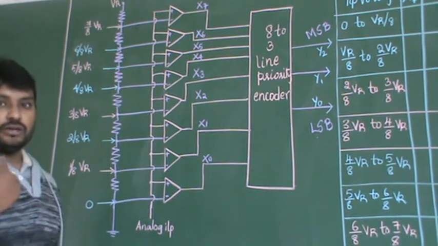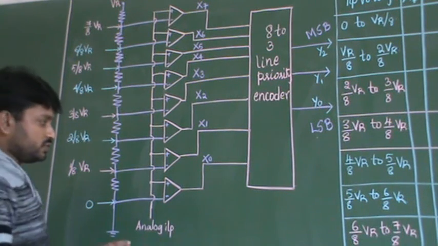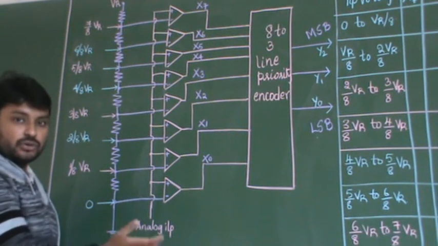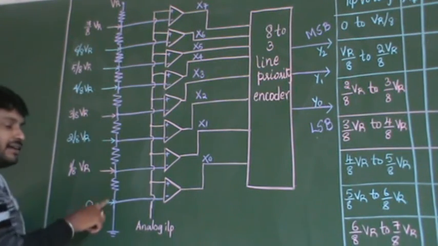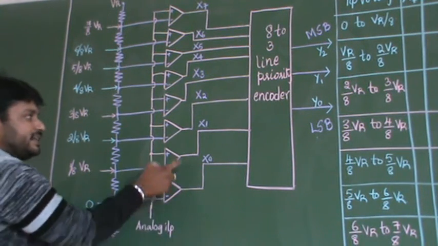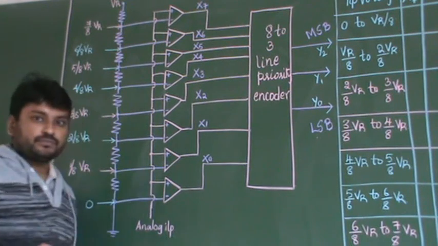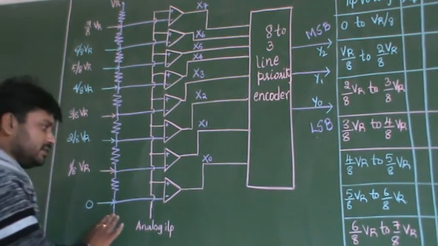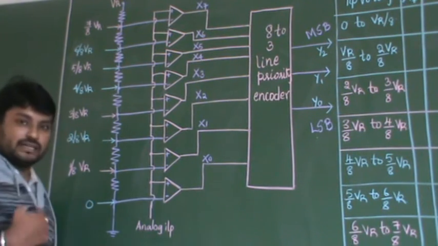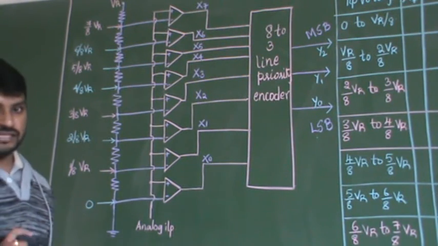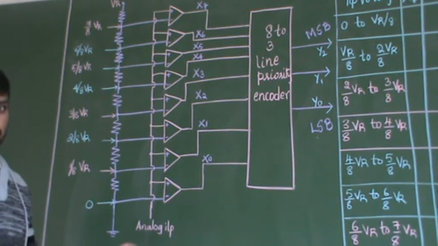As I have told in the previous video, the important components you use to construct the flash comparator are resistors, comparators, and again the encoder. These are the three important components required to construct the flash comparator ADC. Now we will try to understand how this flash ADC will actually work.